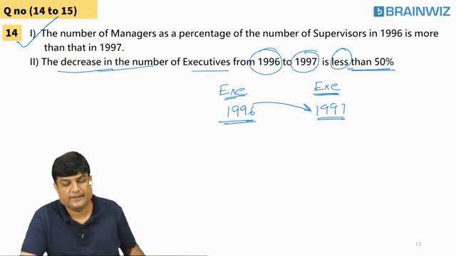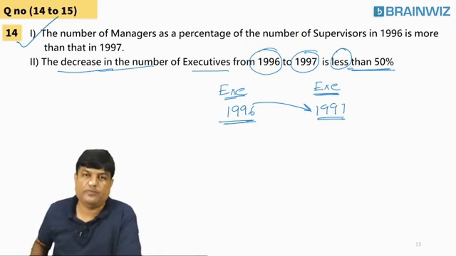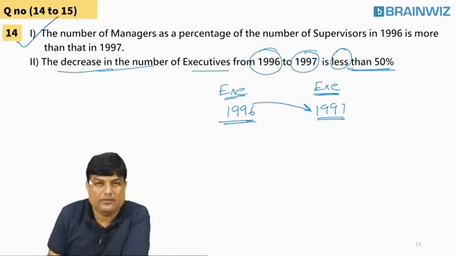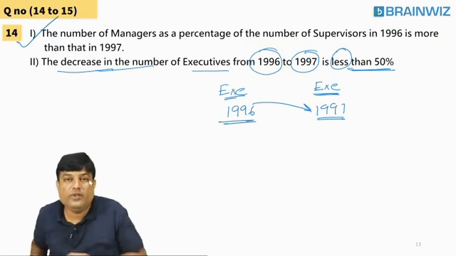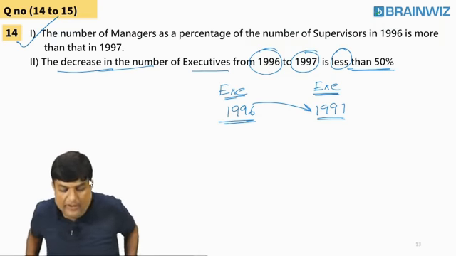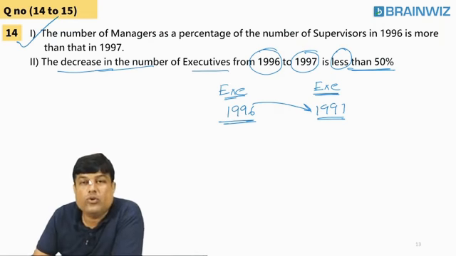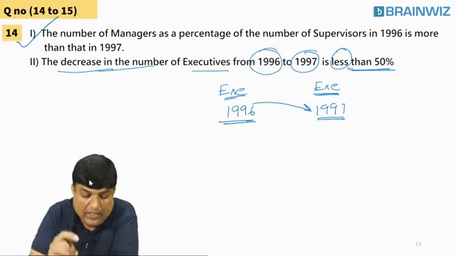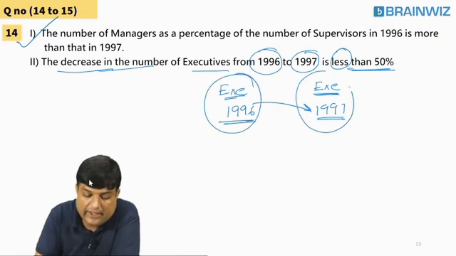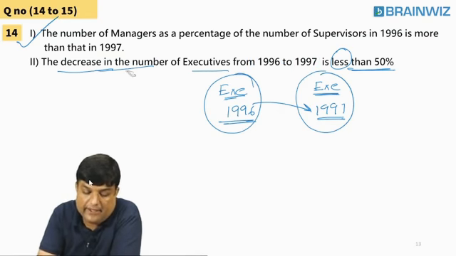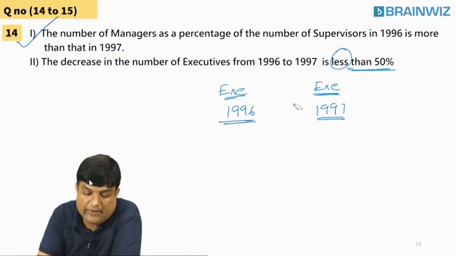Are you understanding, guys? So what shall we do now? Now here we just calculate roughly. 1996 executives, 1997 executives, I'll just take the data. Are you understanding, everybody? Chaliye.